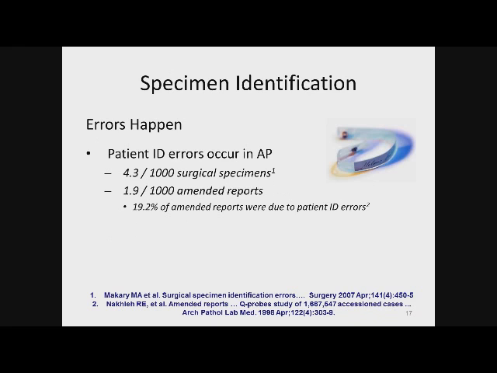One other note on carryover: specimen identification errors do occur in anatomic pathology, and luckily they occur fairly infrequently. In a recent study, they noticed that 4.3 out of 1,000 surgical specimens were either mislabeled or in some other way had a patient ID error occur. During the amendment procedure, they still found that 1.9 out of 1,000 reports also had patient ID errors. Another report found that 19.2% of amended reports were due to patient ID errors. So patient ID errors, while they're not common, are certainly an area of concern.